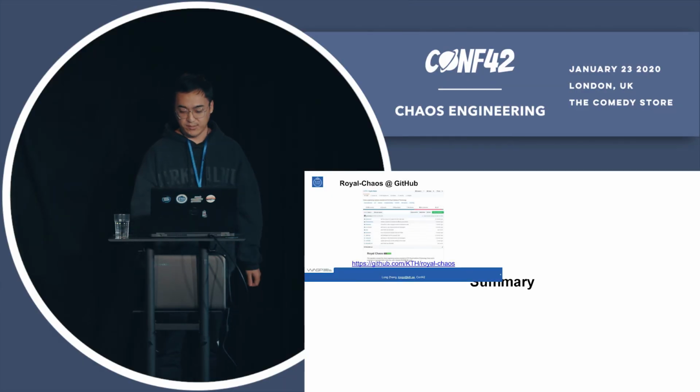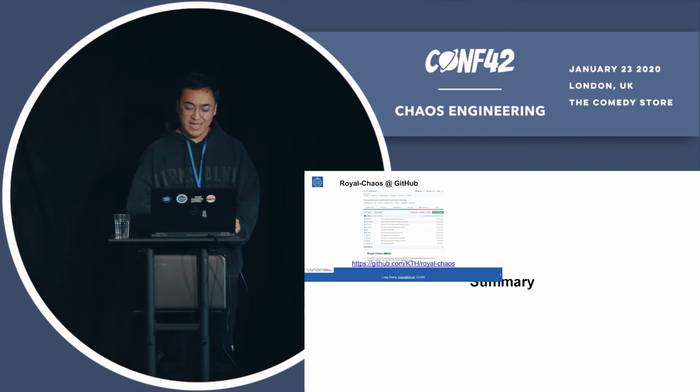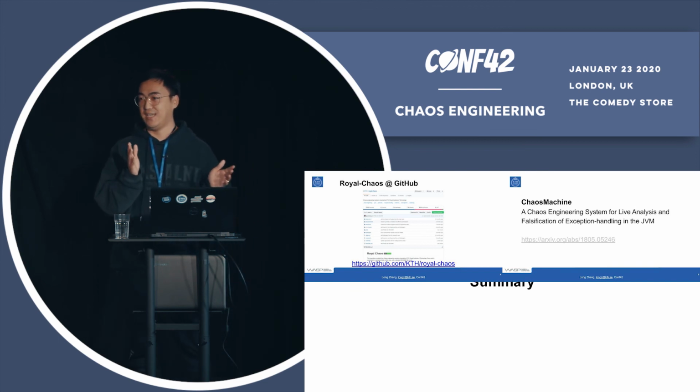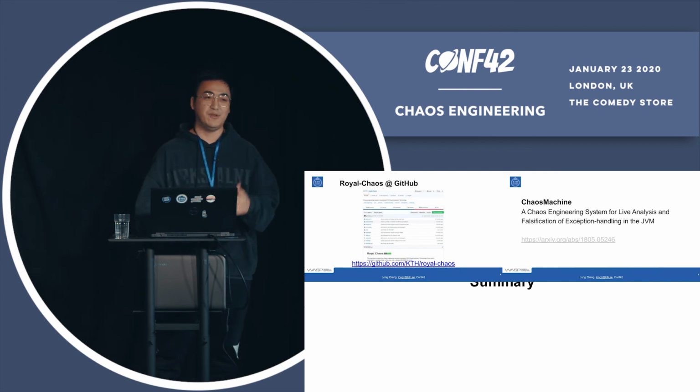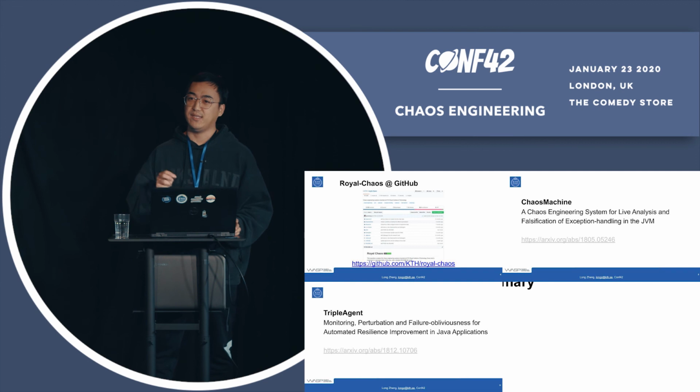And as a summary, today I shared the nice repo with you. Hopefully you will like it. I also introduced 3 different ideas from our research group. The first one is ChaosMachine. On the try-catch level, it actively injects exceptions in a try block. The second one is TripleAgent. It works on the method level. It analyzes the throw keyword and injects exceptions in the method body, so that you could compare your system under perturbations and normal.